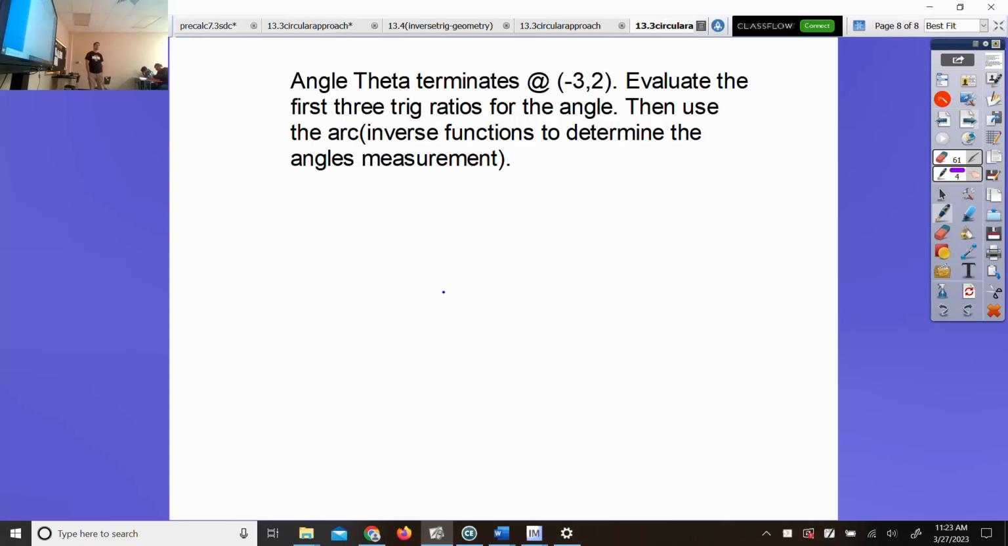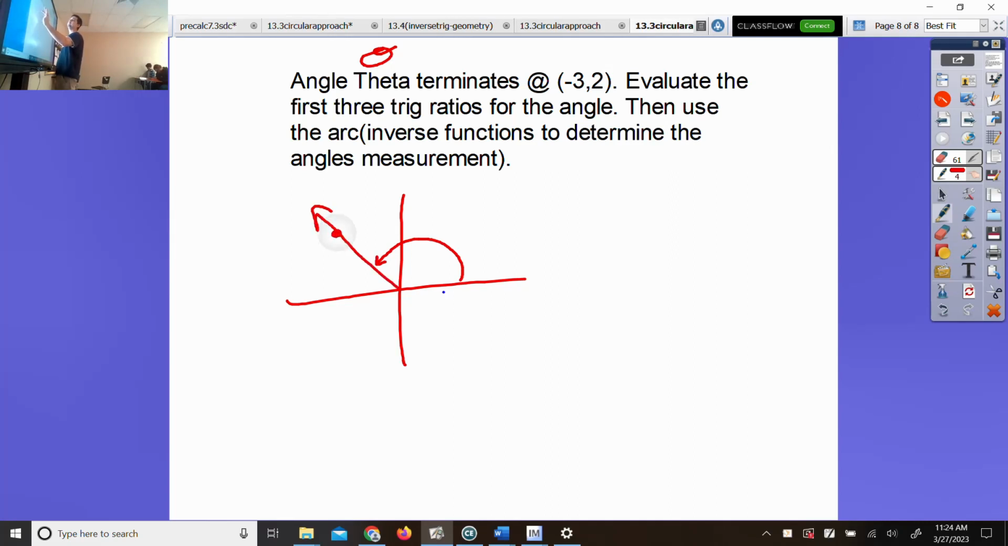Angle theta terminates at (-3, 2). Evaluate the first three trig ratios for the angle. Then use the inverse functions to find the angle measurement. You want to do circular or you want to do SOHCAHTOA? Okay, that's fine. Do the last one circular. Do this one SOHCAHTOA. This is angle theta. It rotates so that it terminates at (-3, 2), which would be back some and up, right?